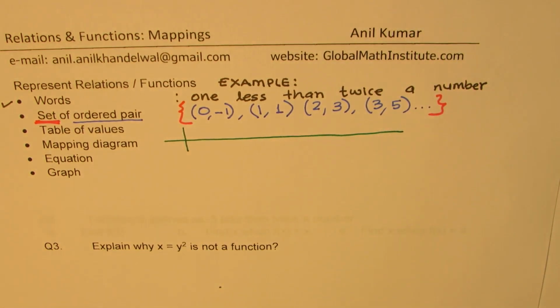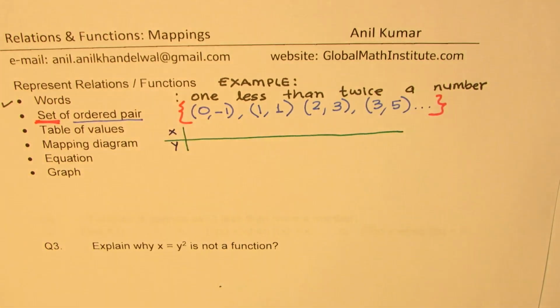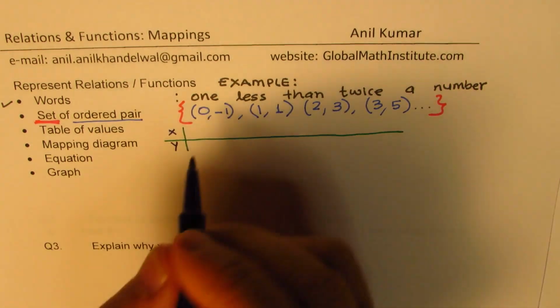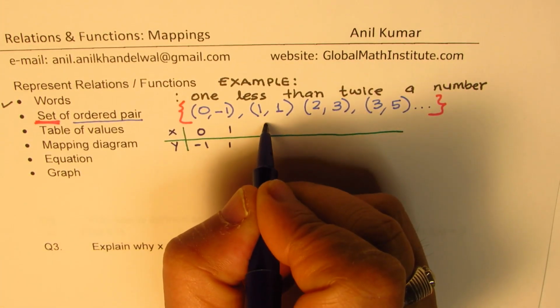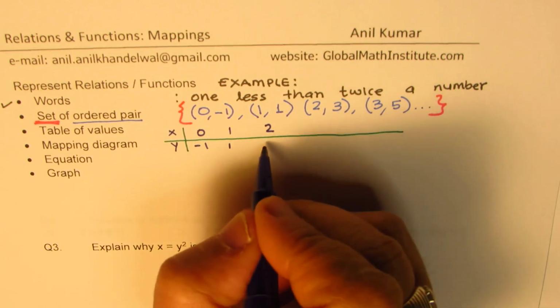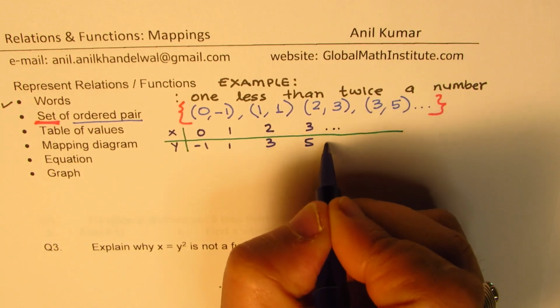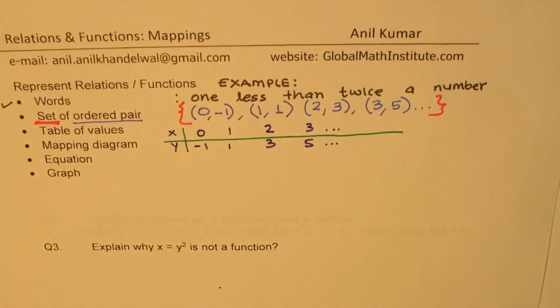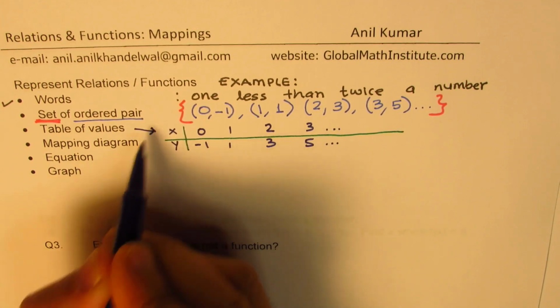We could write some x values here, and for each x value we'll have a unique y value. If x is 0, y is minus 1. If x is 1, y is 1. For 2 it is 3, for 3 it is 5, and so on. So that is the table of values which you have just seen, correct?